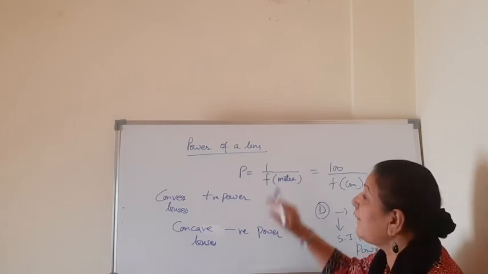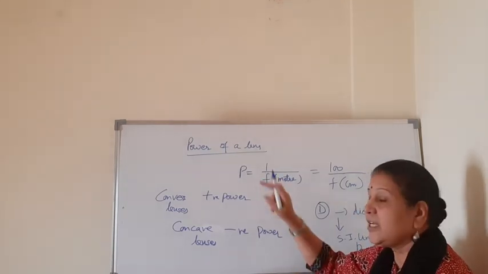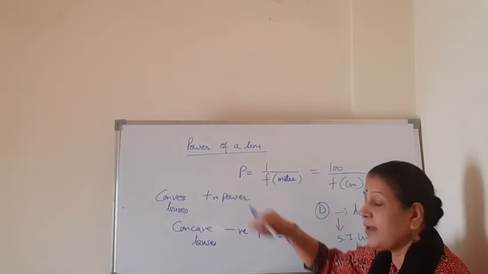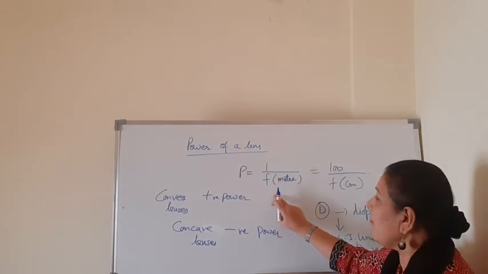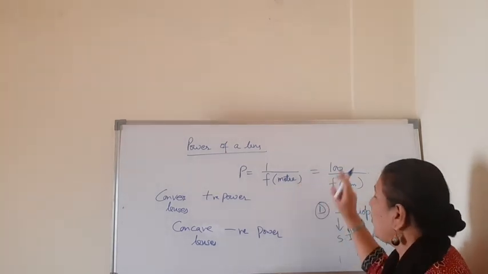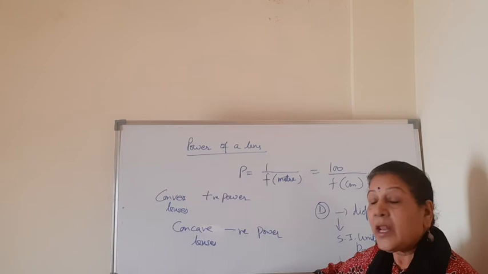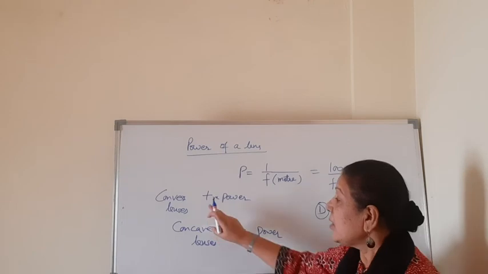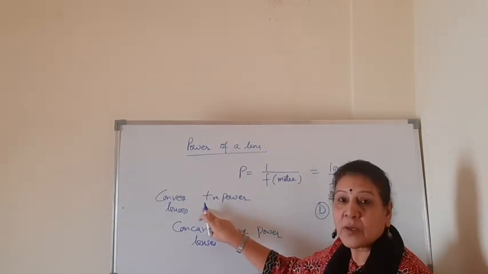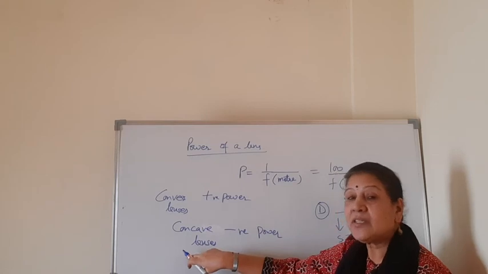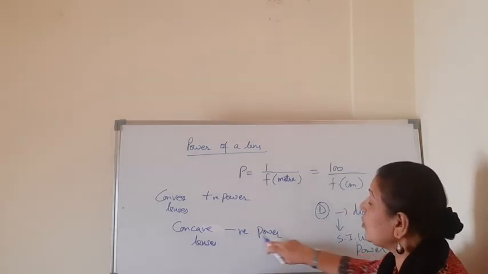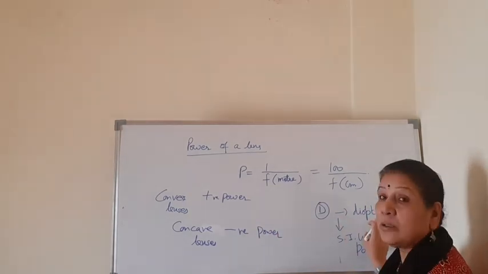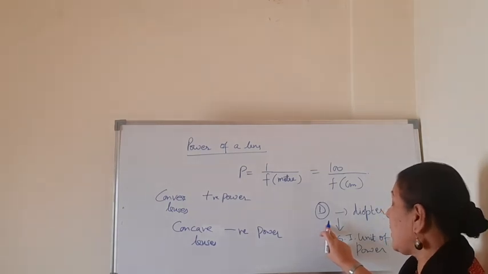Then we spoke about the power of a lens, that the degree of divergence or convergence of lenses is expressed in terms of power. Power is equal to 1 upon f if f is in meter, or 100 upon f when f is in centimeters. Then I told you, because convex lenses have positive f, naturally the power also will have positive sign. Concave lenses, because they have the negative f, the power is also negative. The SI unit of power is diopter, which is denoted by capital D.